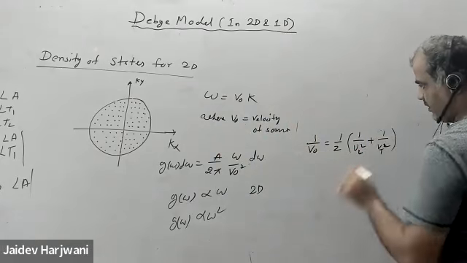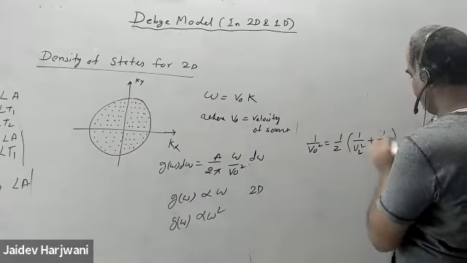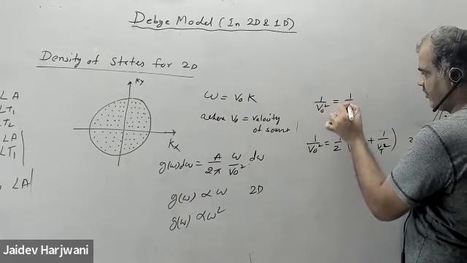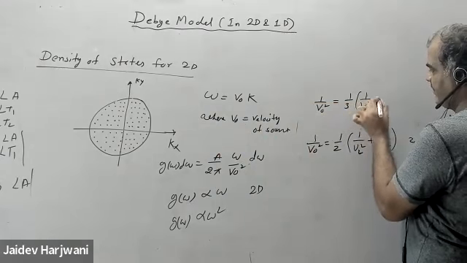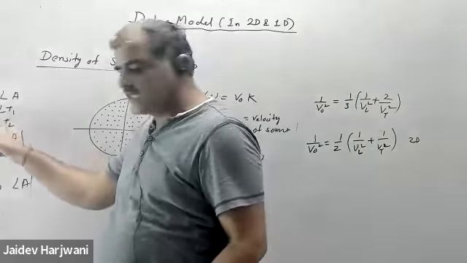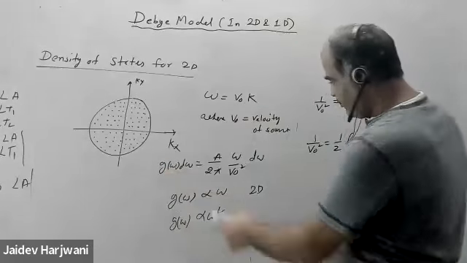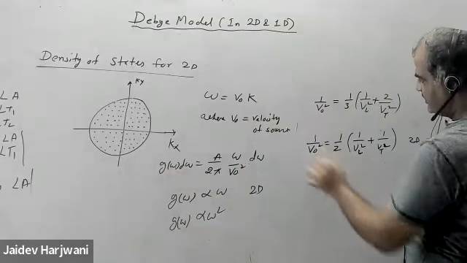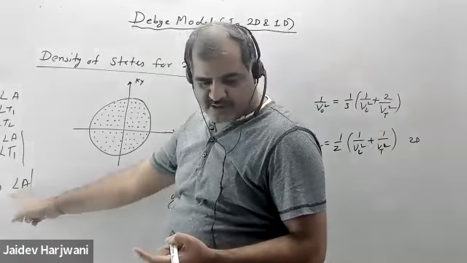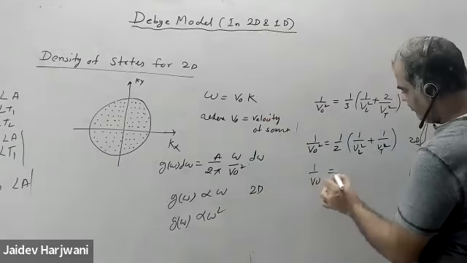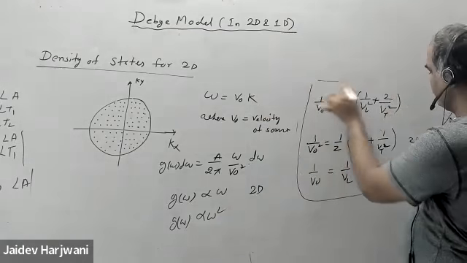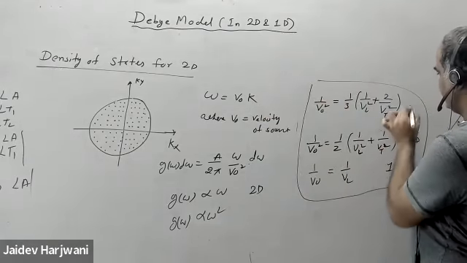OK, similarly this is for 2D. Similarly in 3D, your 1/v₀² is equal to 1/3 (1/vL² + 2/vT²), because you have two transverse modes. So we are using this one, but you should remember these things also. And in 1D you can simply write, because there is only the longitudinal acoustic mode, 1/v₀ equal to 1/vL. So no issue, you have to also remember this relation. This is 1D, this is 3D.